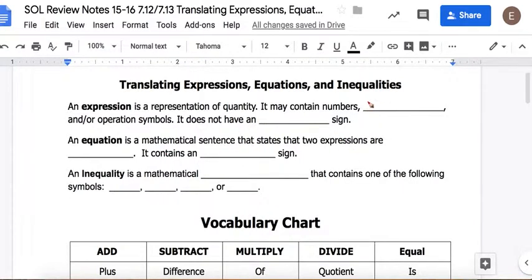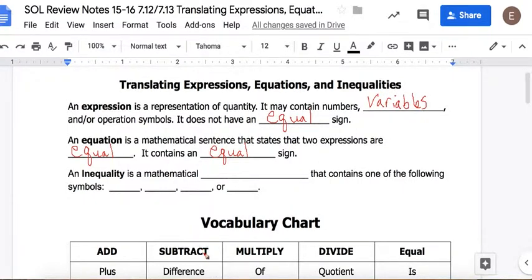It may contain numbers, variables, and/or operations. And it does not have an equal sign. So there's no equal sign in an expression. An equation is a mathematical sentence that states that two expressions are equal. Now, it contains an equal sign. So if it has an equal sign, it's an equation.